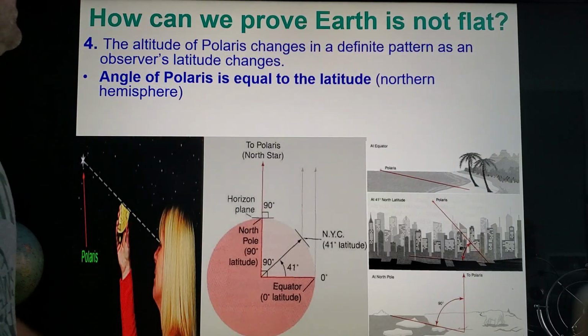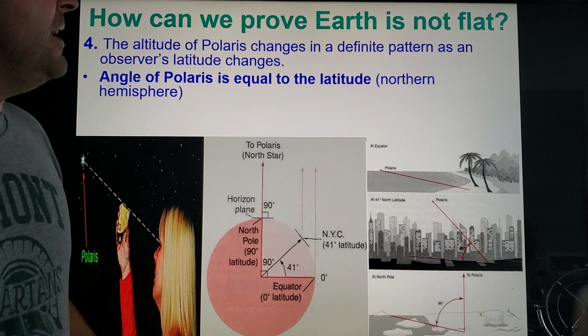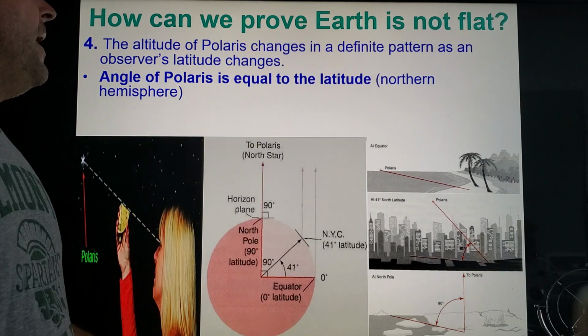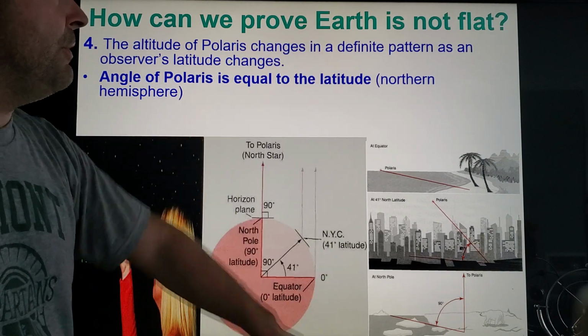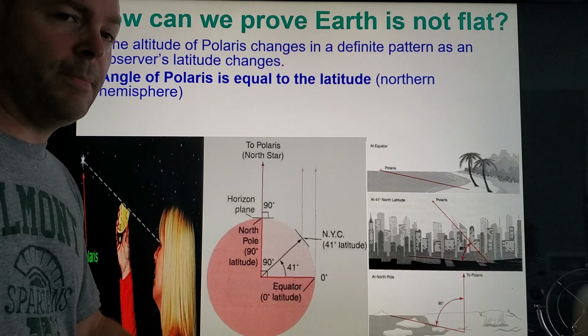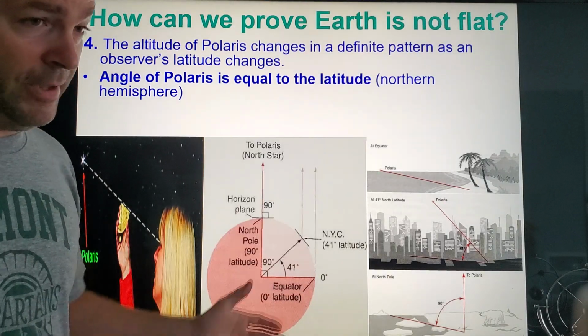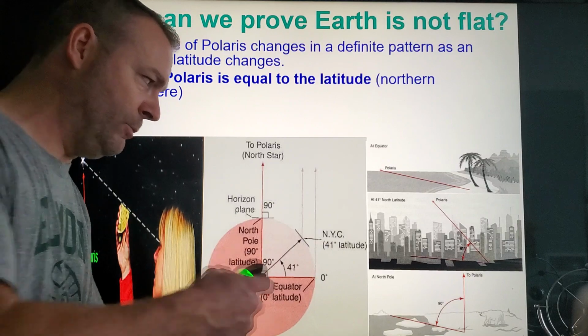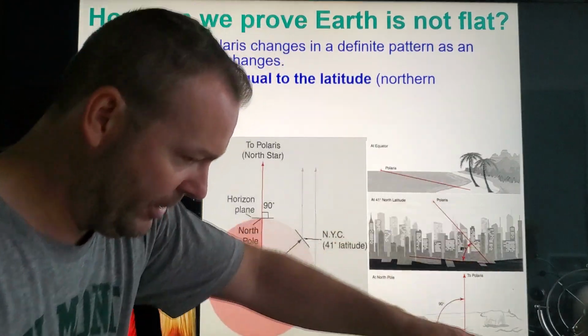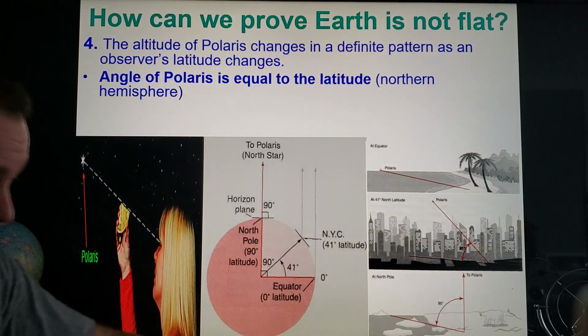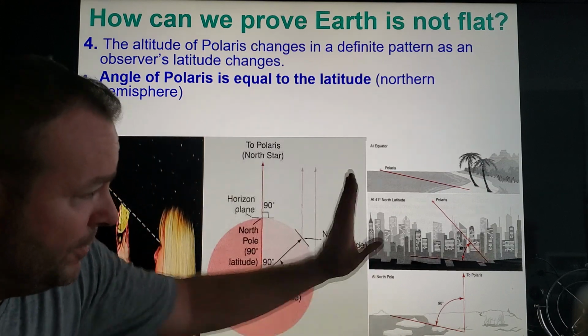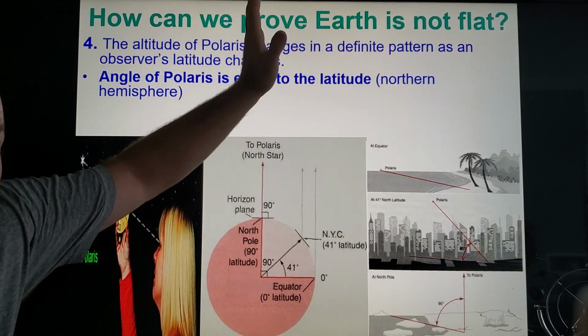Okay. The altitude of Polaris changes in a definite pattern, and the angle of Polaris will turn out to be equal to the latitude of that person, but that wouldn't happen on a flat surface. That would be more of a round scenario. Okay. On a flat surface, the altitude of Polaris would always be the same. It would always be directly overhead.